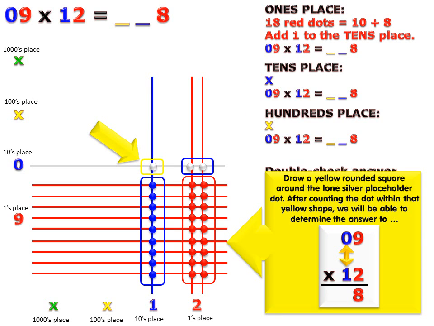Now we're going to draw a yellow rounded square around the lone silver placeholder dot. After counting the dot within that yellow shape, we will be able to determine the answer to the 1 in the tens place by the 0 in the tens place.